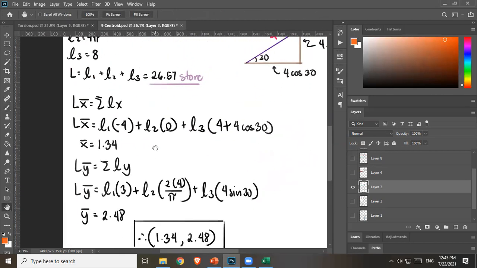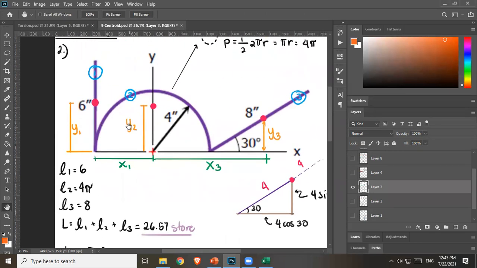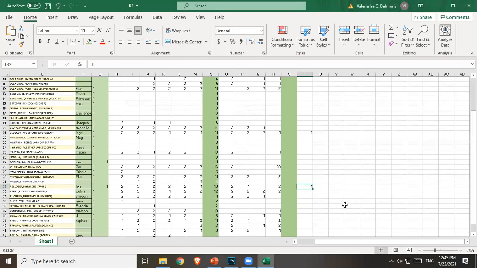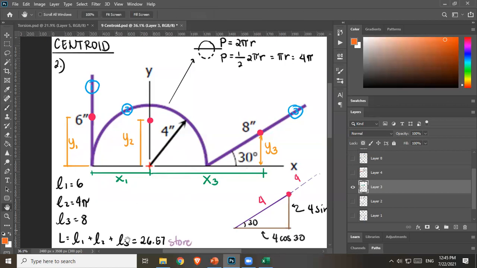Next, let's do the same for the y bar. So L y bar is summation of Ly. Let's start again with L1. Again, y is the distance from your reference x-axis. This is the reference x-axis. Can anyone give me what is y1? Correct, it's 3. Correct, Jose and Marilyn. Okay, yes, it's 3. So hence 3.